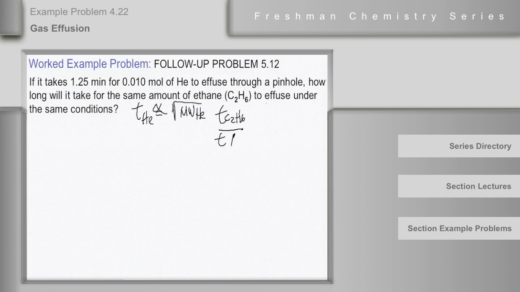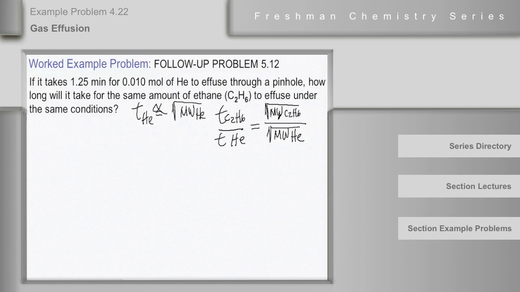over T of helium will be equal to the square root of the molecular weight of C2H6 divided by the square root of the molecular weight of helium, atomic weight of helium in this case. Now notice that since we're talking about time, time increases as the molar mass gets larger. Big molecules effuse more slowly than little molecules.